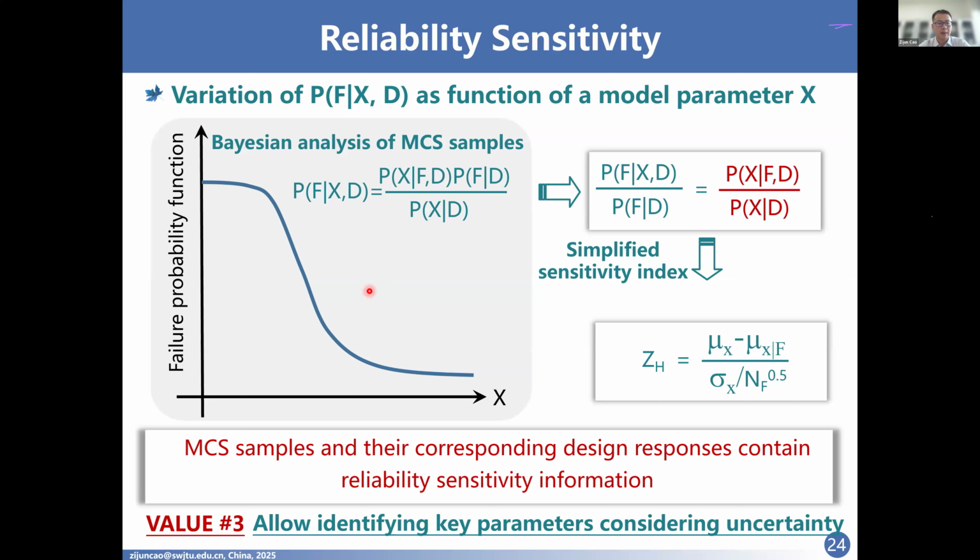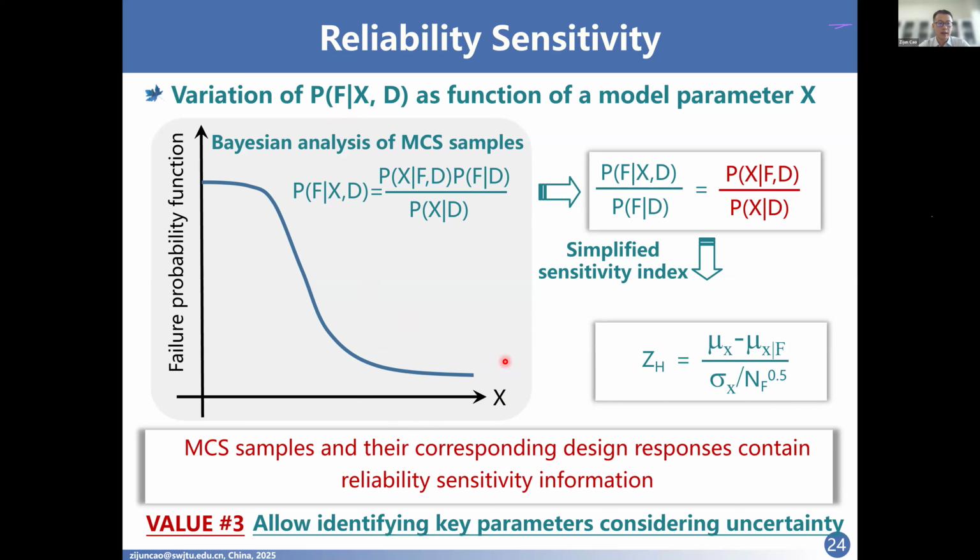Such sensitivity can be reflected by the failure probability function. That is a function of the failure probability at the variation of the uncertain model parameter, as shown in this figure. After a set of Monte Carlo samples are generated, the failure probability function can be calculated through Bayesian analysis.